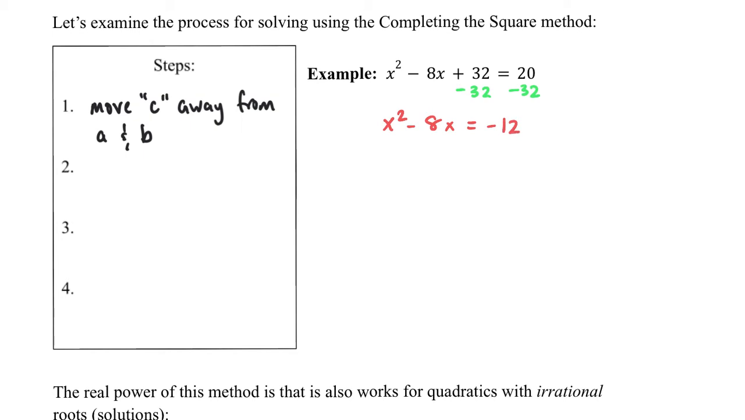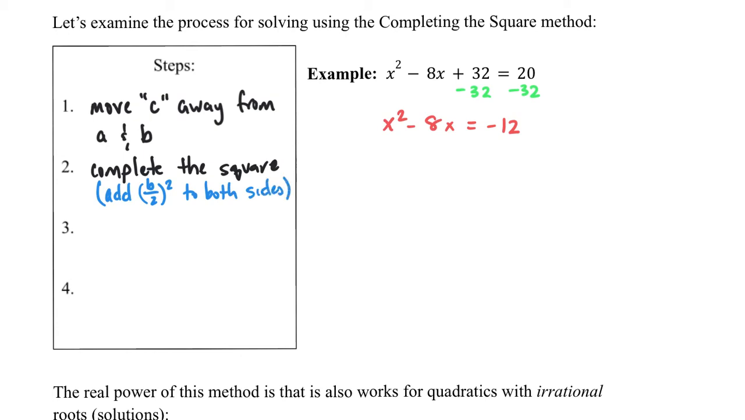Okay, so that's step 1. Step 2 is going to be complete the square. And I'm going to put a note that says add b over 2 squared to both sides.